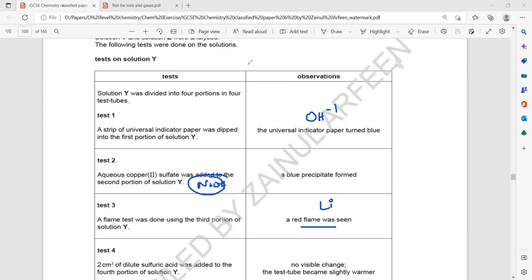So what is solution Y? Solution Y contains hydroxide ion and solution Y contains a lithium ion. So what might solution Y be? If lithium combined with hydroxide, it will be lithium hydroxide. So this solution Y is not sodium hydroxide, it is lithium hydroxide. If it was sodium hydroxide, then the flame color should be yellow.